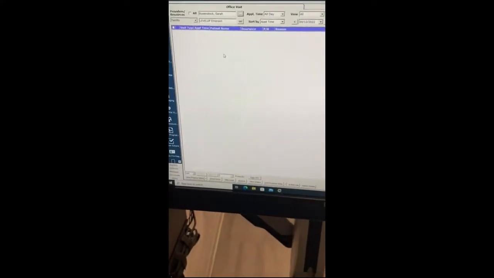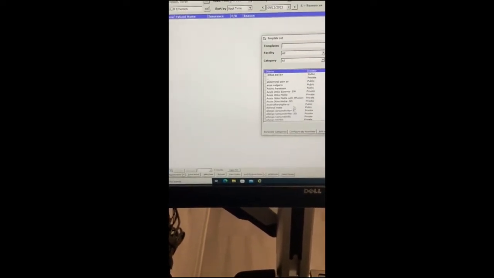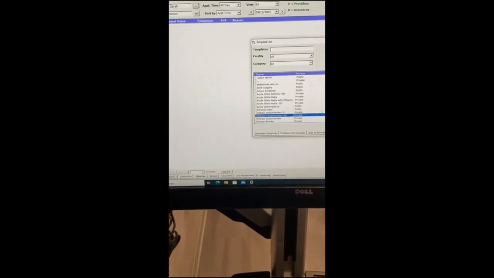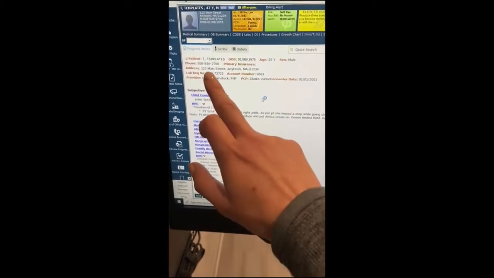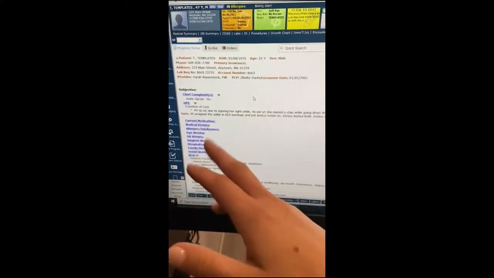So over here, the patient will come up, and I'm just gonna take a template just to show you. This is not a real patient. Let's say someone comes in with an ankle sprain. This is a template, this is not a real patient. As you see over here, it says template, there's a made up date of birth, made up everything, made up street, and it's just saying that I'm the provider over there.